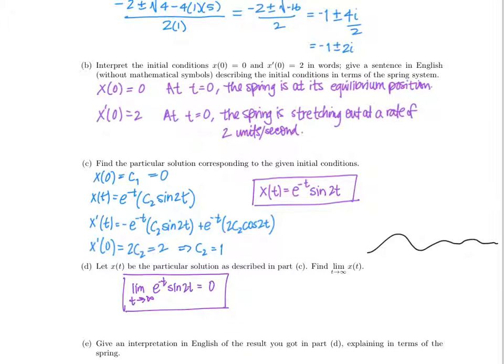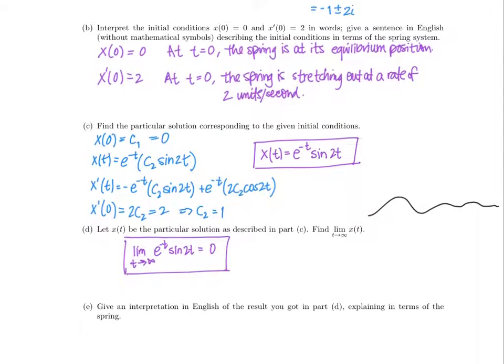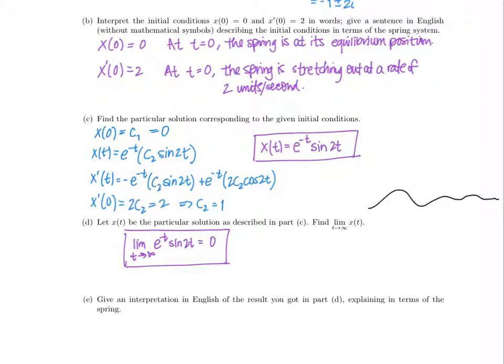Now, give an interpretation in English of the result that we got in part D, explaining in terms of the spring. Okay, well, at first the spring is at its equilibrium position, but someone is sort of stretching it outwards at a rate of 2 units per second, and then they let go. And then the spring oscillates for a bit of time, right? It sort of goes back and forth, it bounces. But this is a spring with friction, and so it bounces less and less. And so in the limit, it's just returning to rest at its equilibrium position.